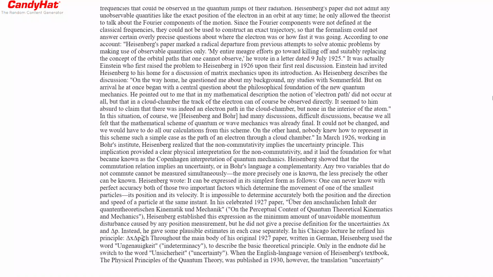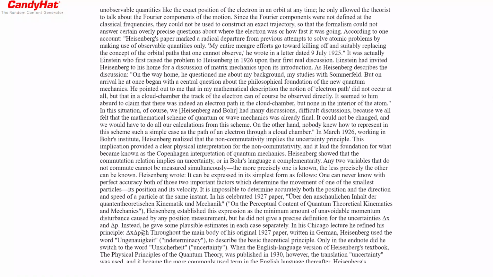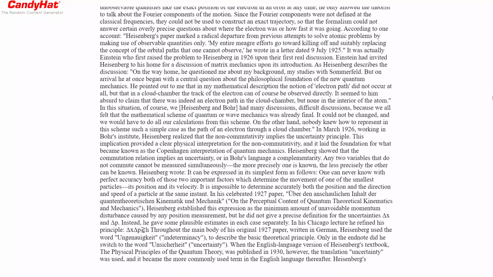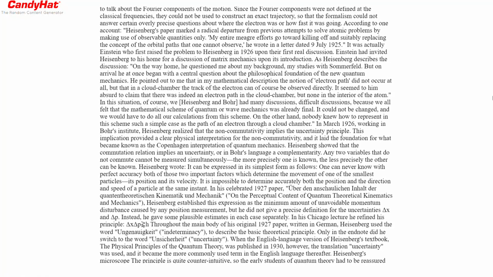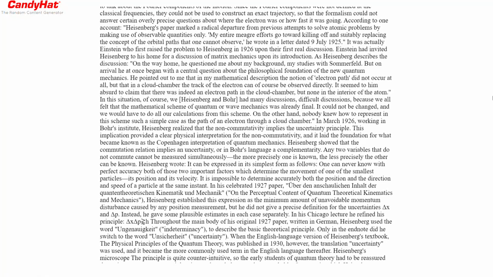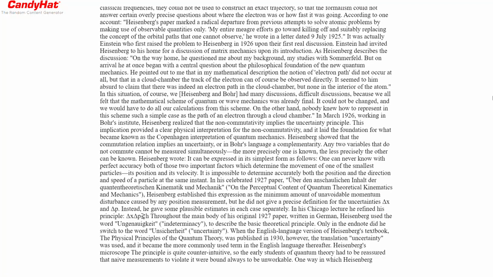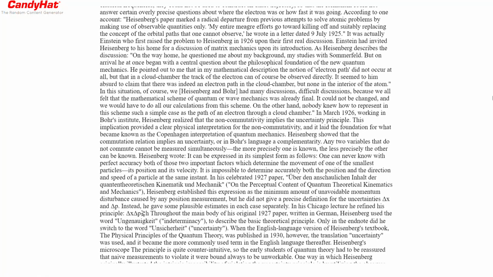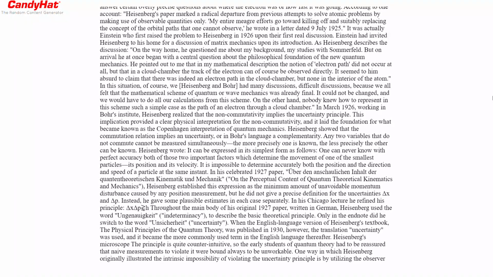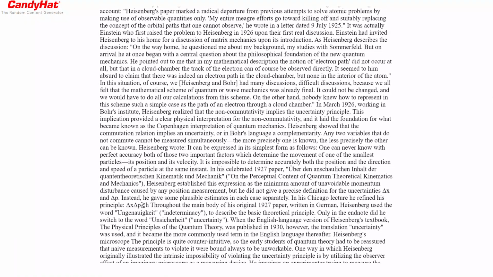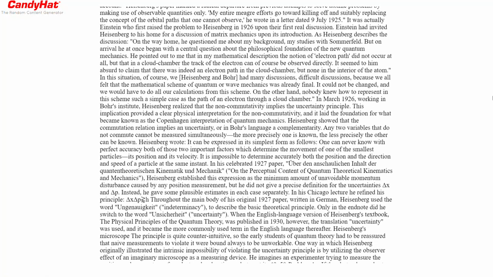In his celebrated 1927 paper, Über den anschaulichen Inhalt der quantentheoretischen Kinematik und Mechanik, on the perceptual content of quantum theoretical kinematics and mechanics, Heisenberg established this expression as the minimum amount of unavoidable momentum disturbance caused by any position measurement, but he did not give a precise definition for the uncertainties delta x and delta p. Instead, he gave some plausible estimates in each case separately. In his Chicago lecture, he refined his principle: delta x delta p greater than or approximately h.